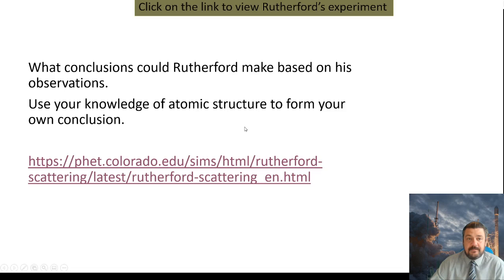Now, we had a scientist called Ernest Rutherford, and he conducted some experiments with an alpha radiation emitter and some gold and some detectors. What actually happened is a lot different to what he expected to happen. So we're going to have a quick look at this now.